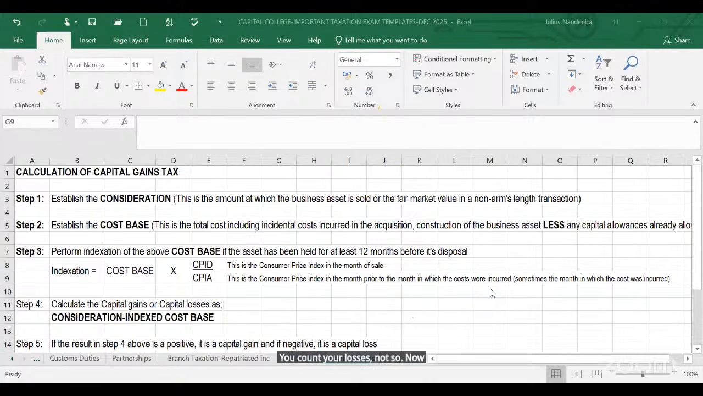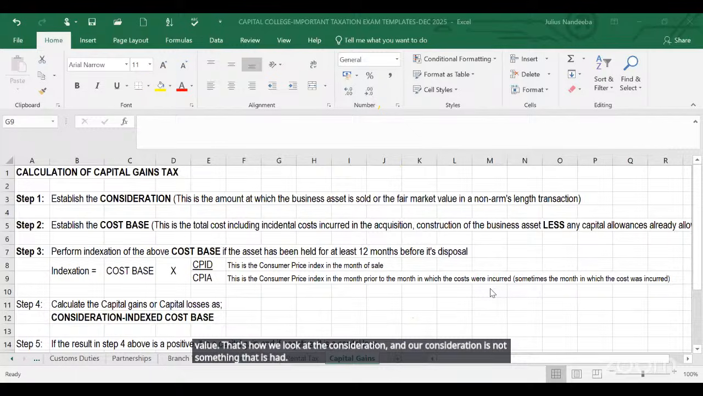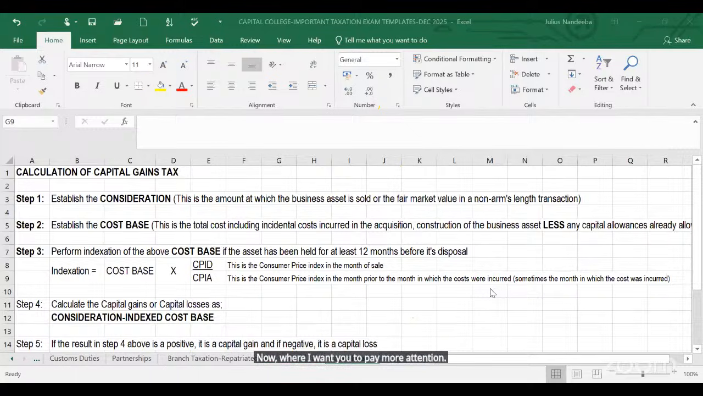Now that is a transaction in kind. The question is, then what is the disposal proceeds? We look at the market value. You have made a disposal, but there is no price, there is no consideration. So we look at the market value. That's how we look at the consideration. And our consideration is not something that is hard. Now, where I want you to pay more attention is where you calculate the cost base.